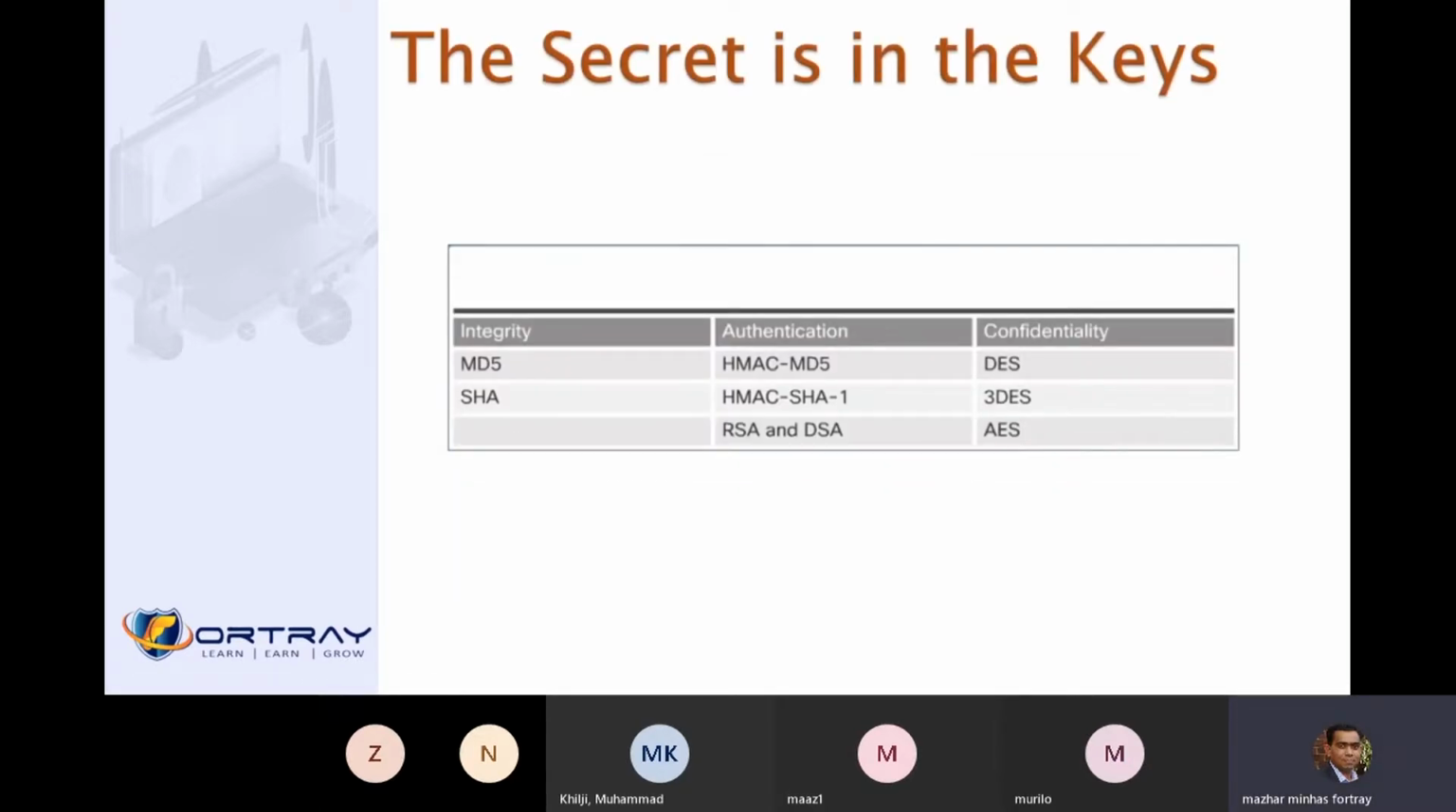The secret basically is in the key. So we use different kinds of keys to achieve integrity, authentication, and confidentiality. Whenever we lock something, the other party will be using the same kind of key on their end, and they will unlock and read those messages.